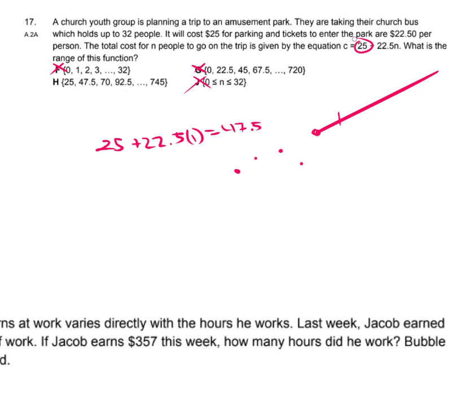So it looks like they are factoring in that you could have no one go and you're still paying the parking fee. So okay, you're not starting at 0, you're actually starting at 25. And then 25 plus the 22.5 per ticket gives me the 47.5. Let me just check one more. 25 plus 22.5 times 2. If I had 2 tickets, how much would that be? 22.5 times 2 is going to be 45, right? 45 plus 25 is going to be 70, which is this one right here.